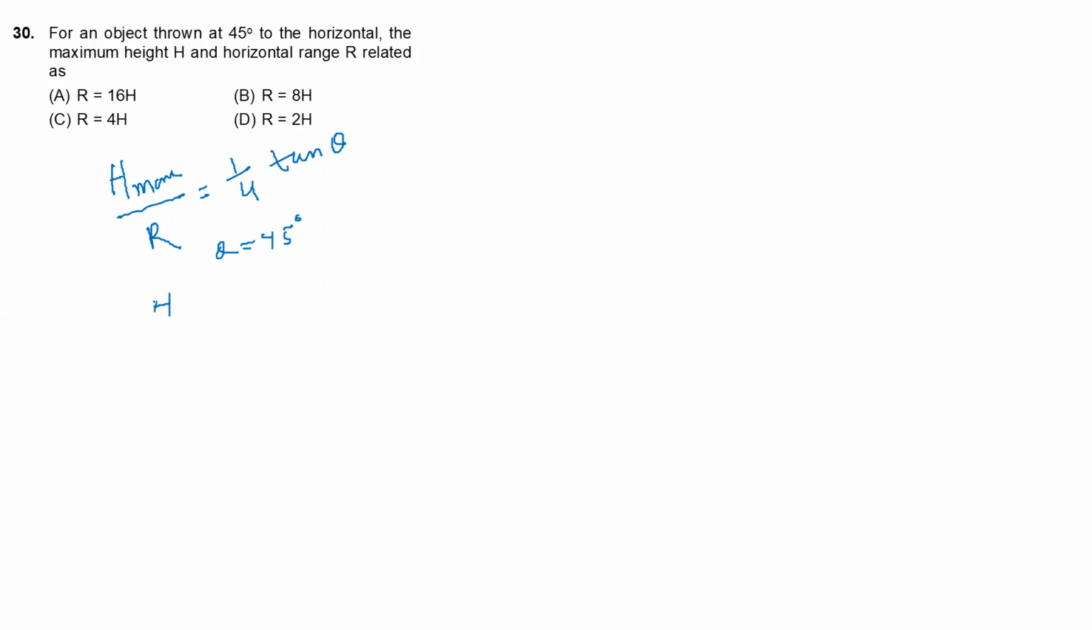Then, sorry, vertical range h max by horizontal range r is going to be how much? 1 by 4 tan 45. Tan 45 is equal to 1. So here h max is equal to r by 4. H max is equal to r by 4. Then r is equal to how much? 4 times of h.